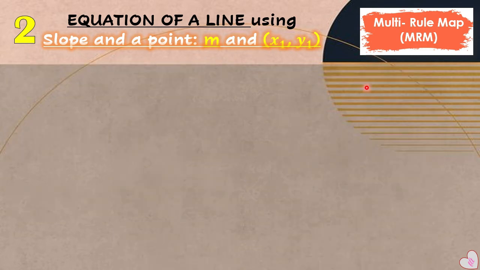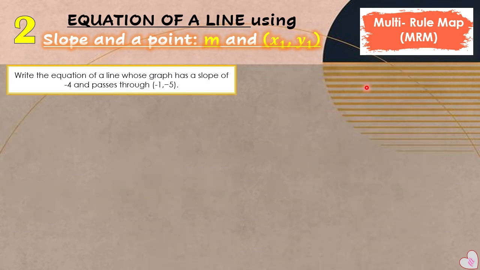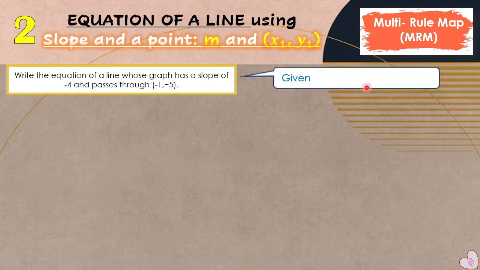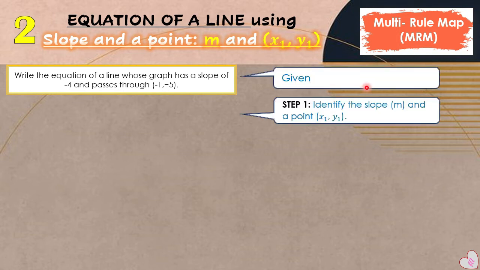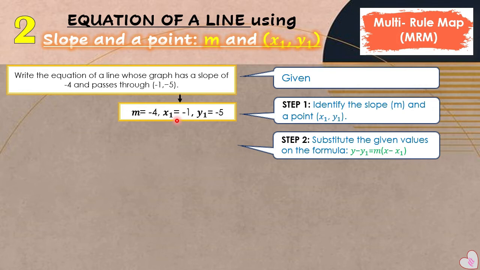Another example, write the equation of a line whose graph has a slope of negative 4 and passes through negative 1 and negative 5. So for the given, step 1, identify the slope m and the point x sub 1, y sub 1. M, we have negative 4, x sub 1, we have negative 1, and y sub 1, we have negative 5. Step 2, substitute the given values on the formula y minus y sub 1 equals m times quantity x minus x sub 1.